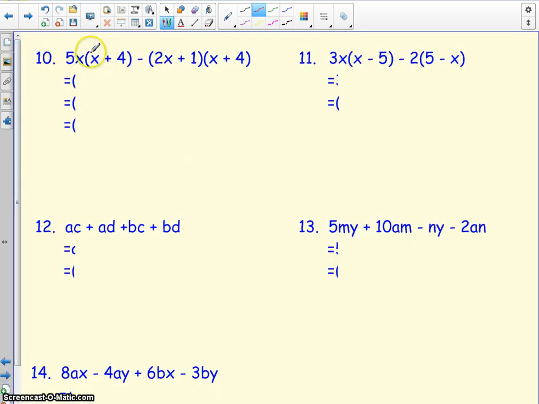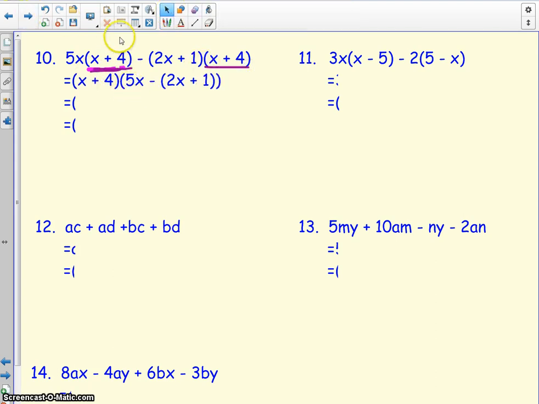So here I have 5x times x plus 4 minus 2x plus 1 times x plus 4. Again, in terms of a common factor, they both have x plus 4. So that becomes my common factor. And what's left over? Well, I have 5x minus, and then this bracket here, so 5x minus the bracket 2x plus 1. So again, x plus 4 is a common factor. Here's what I have left over. All that's really left to do is to simplify inside this second bracket. So I can distribute that negative through the second bracket. So I get 5x minus 2x minus 1, which simplifies to x plus 4 times 3x minus 1.